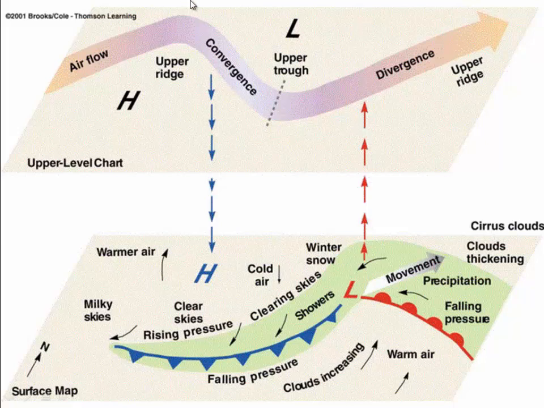So when we see these upper level Rossby waves, we always look just a little bit upstream for the development of low pressure systems. And we're going to talk about these other features, the cold fronts that form, the warm fronts that form, when we get to fronts and air masses.